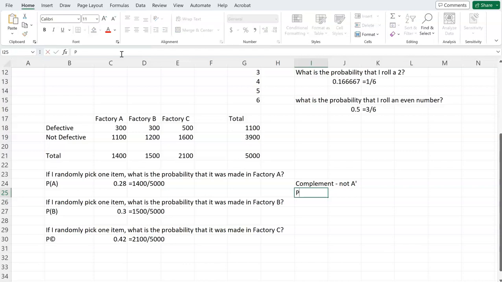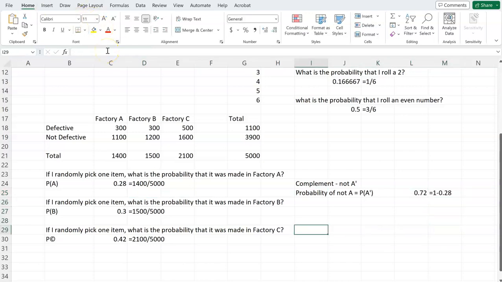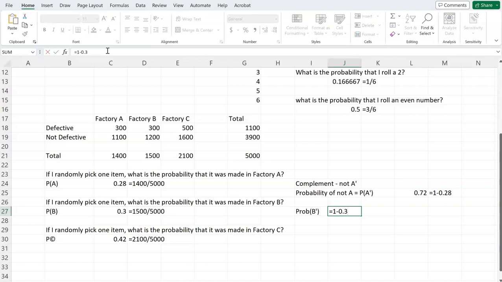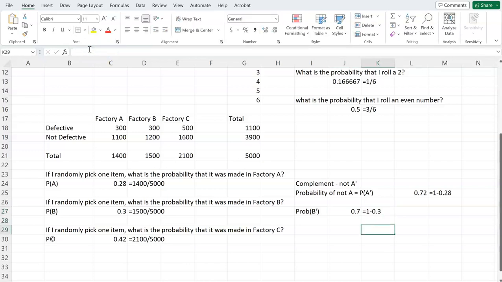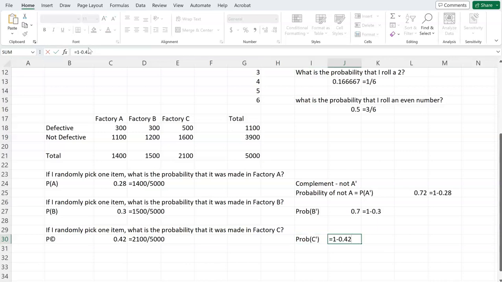Now, in our case, if I say probability of not A, or not produced at A, that would be equal to probability of A prime. Since 28% or 0.28 were produced in A, not A would be 1 minus 0.28, which would be 0.72. The same thing, I would say probability of not B, or the complement of B, would be 1 minus 0.3, which would be 0.7. And the probability of not C would be 1 minus 0.42, which would be 0.58.